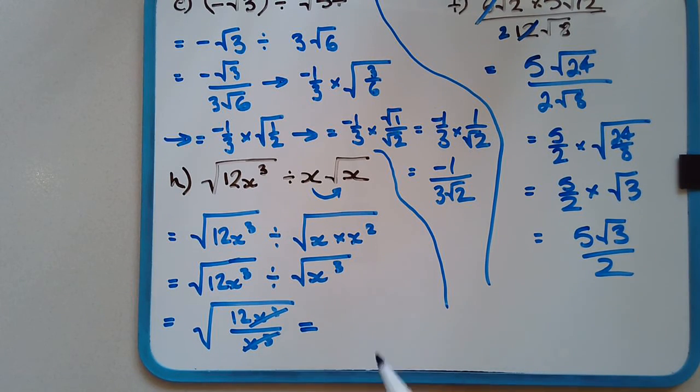Okay. You end up with the square root of 12, and of course we can simplify that. That's equal to 2 root 3.